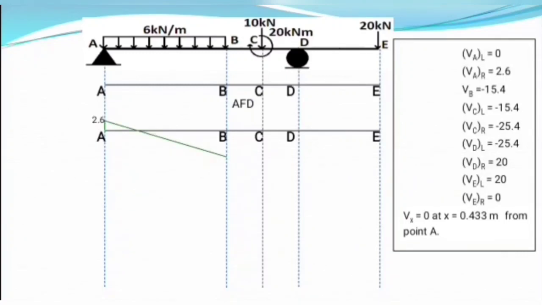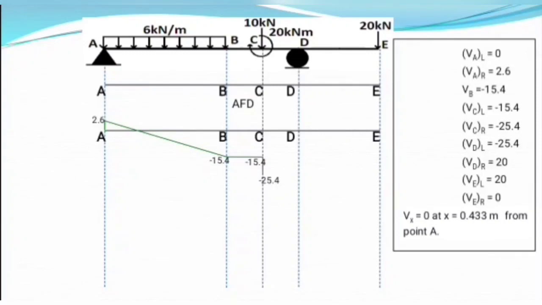And at point B we had minus 15.4. So we came to minus 15.4 from point B downward and joined it with our previous point from point A. This is minus 15.4. Again at point C we have minus 15.4. So we again joined this point with our previous point, and at just right of C we have minus 25.4. So it goes further down to minus 25.4.